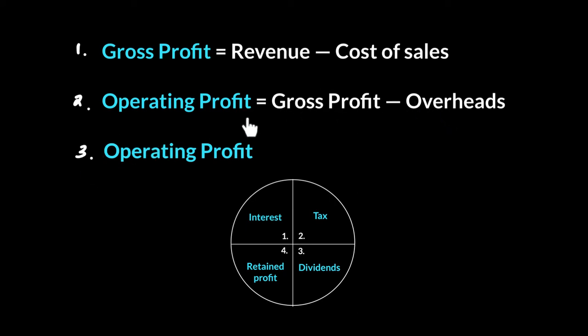And finally, once you get to your operating profit, the operating profit is divided into these four categories in different proportions, of course. You pay the interest to the bank, then you pay the taxes to the government, then you pay the dividends to the shareholders. Whatever is left is retained in the business as retained profit.